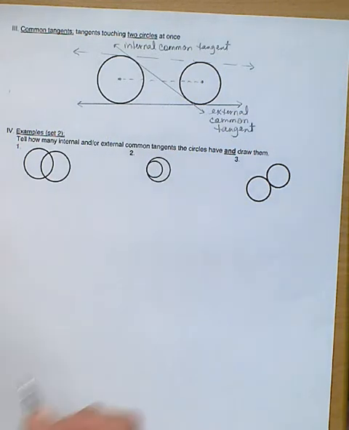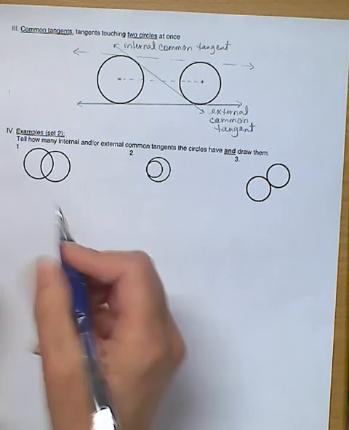Tell how many internal and or external common tangents the circles have and draw them. Well, I'm having a problem reading today. Tell how many internal and or external common tangents the circles have and draw them. So how many are there and draw them. Okay. Sometimes I find it easier to draw and then answer the question.